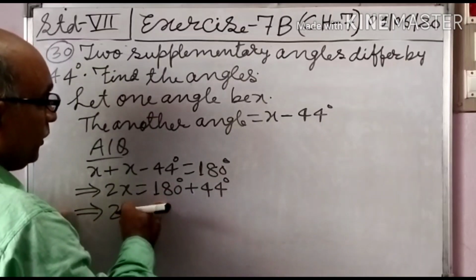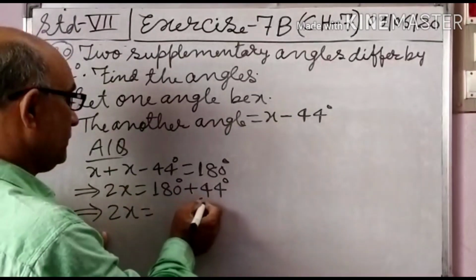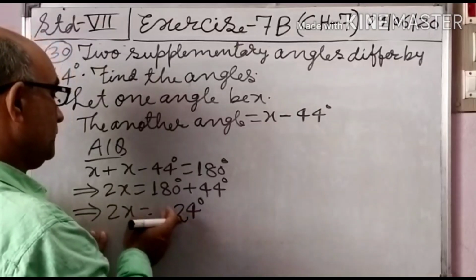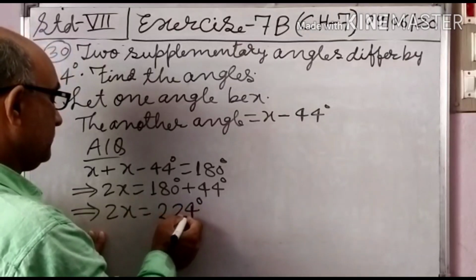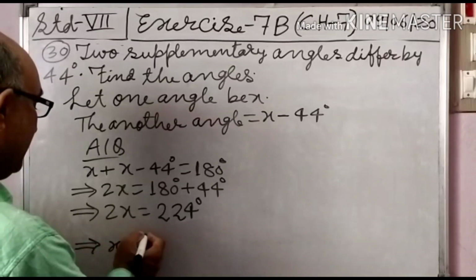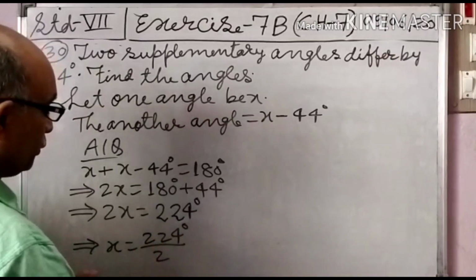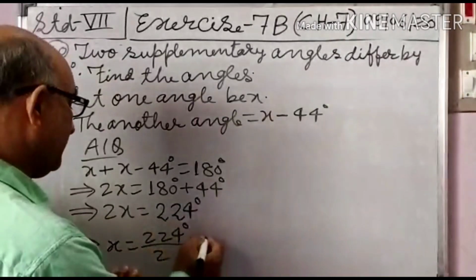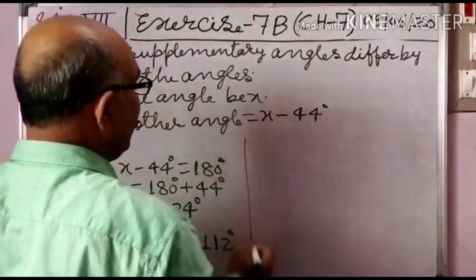That implies 2x equal to 180 degree plus 44 degree. That means 0 plus 4, 4 degree. 8 plus 4, 12. 1 plus 1, 2. 224 degree. That implies x equal to 224 degree by 2. That means 112 degree.